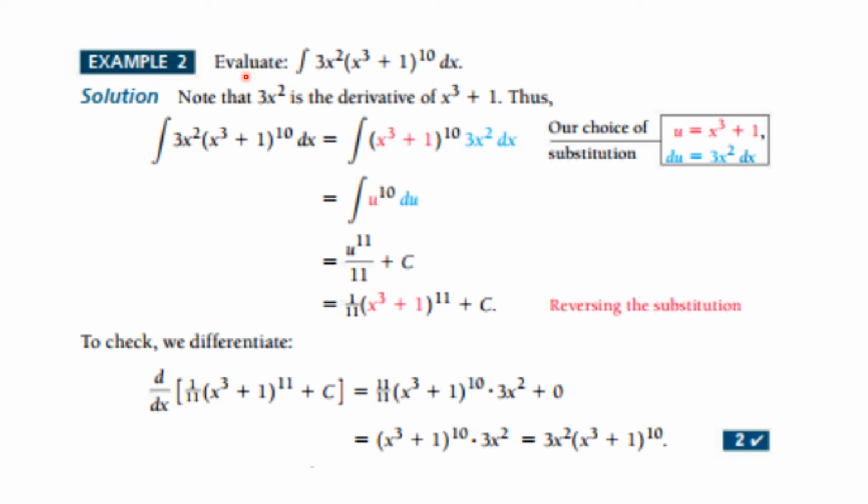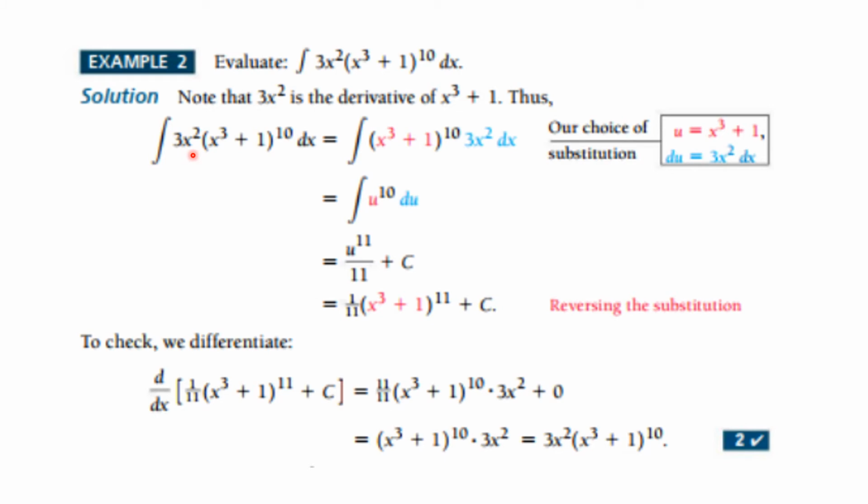So here's an example. You're to evaluate this integral here. The indefinite integral of 3x squared times the whole of x cubed plus 1 raised to the 10th dx. Now one could do algebra and expand this, but that would be a very long task. So what we're going to do is a u substitution. And so the u is going to be x cubed plus 1. And if u is x cubed plus 1, then du is going to be 3x squared dx. Make sure you understand this step.